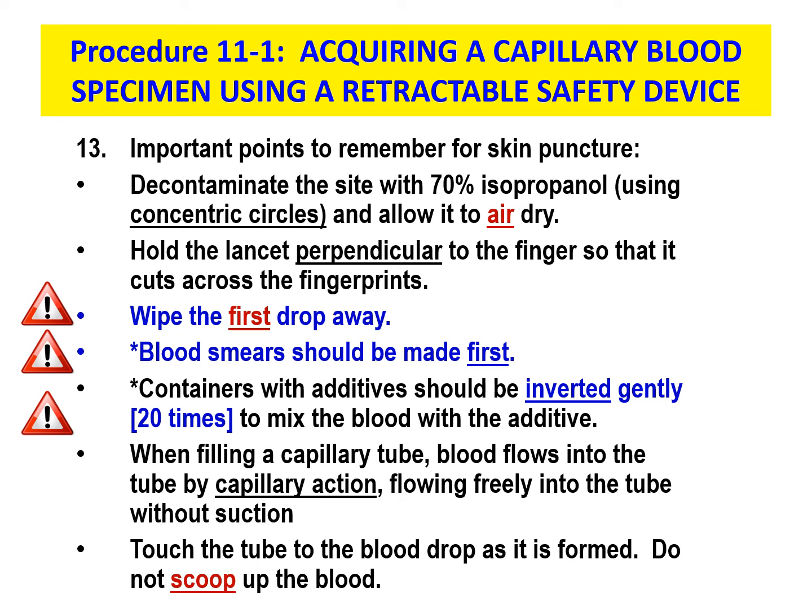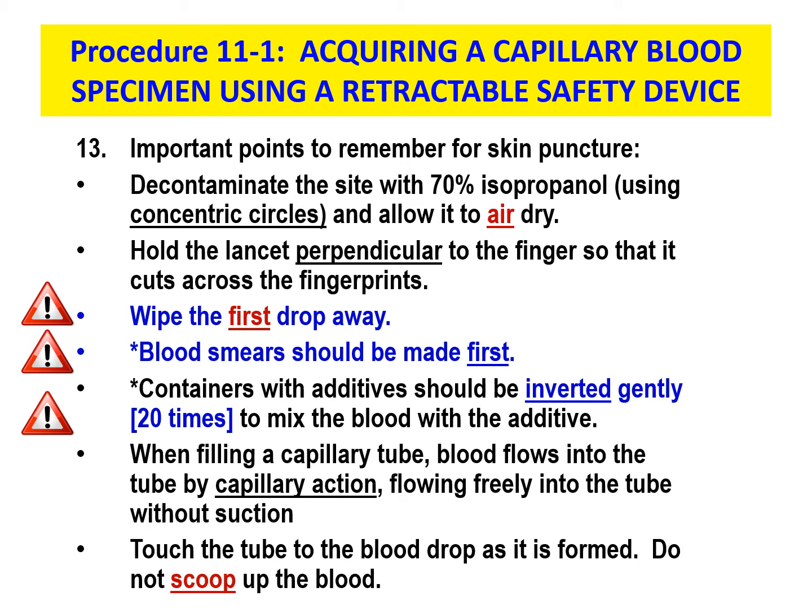So important points to remember for skin puncture, right? Decontaminating the site, as always, allowing it to dry and do its job. Holding that lancet perpendicular to the finger so that it cuts across the fingerprints. If not, that blood's just going to run inside those fingerprints. And just like if you don't let your alcohol dry, it's going to prevent you from having that really good drop of blood. You want to wipe away that first drop of blood because we know that can be diluted with that interstitial fluid, right? Blood smears should always be made first. We talked about this in lab, right?